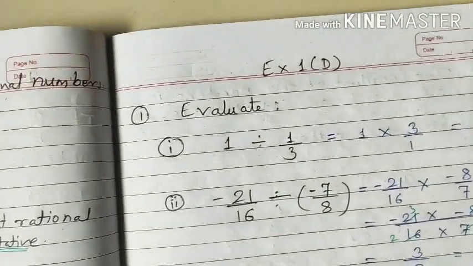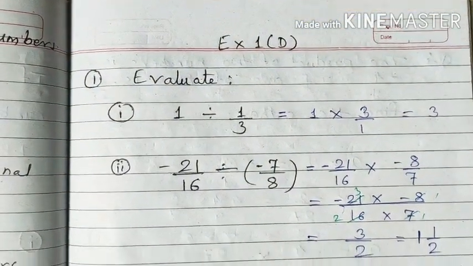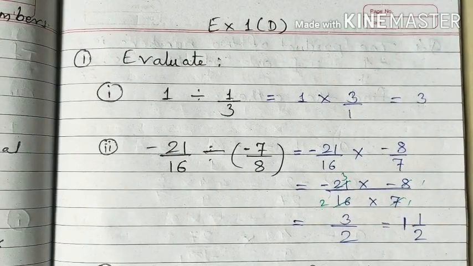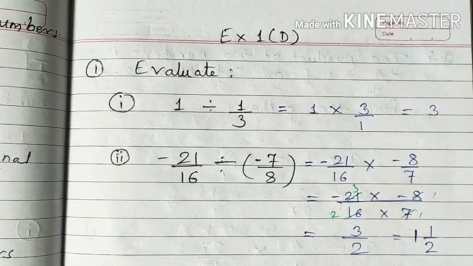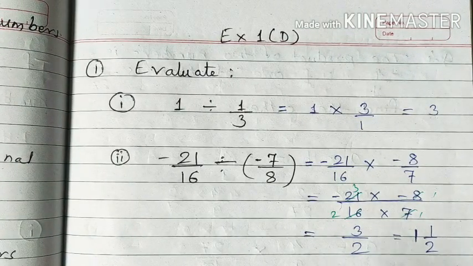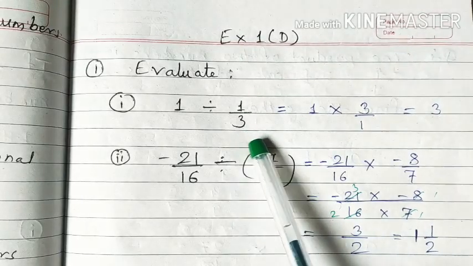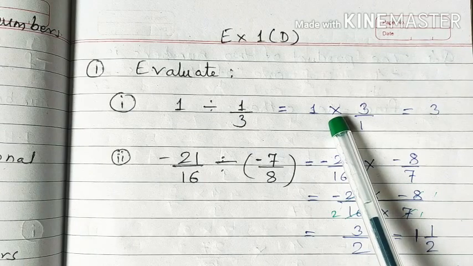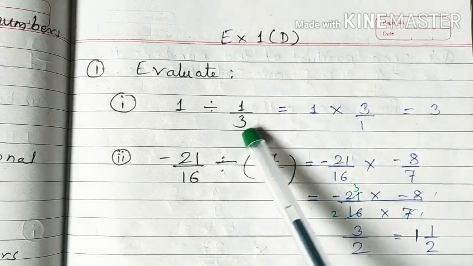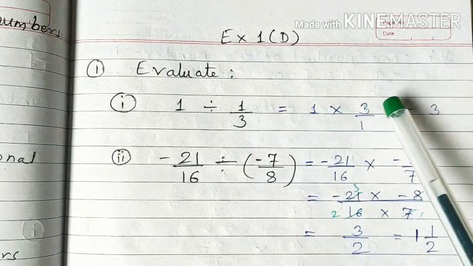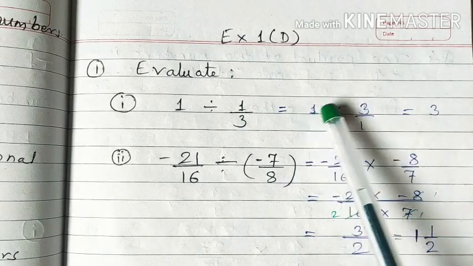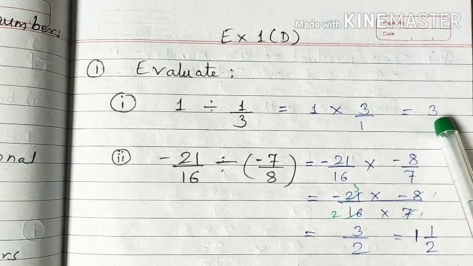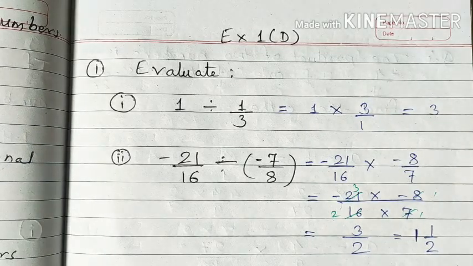Next, let us start with exercise 1D. In that there is question number 1, evaluate. We want to evaluate this: 1 divided by 1 by 3. As we have learned, convert the division into multiplication and take the reciprocal of 1 upon 3. What is the reciprocal of 1 upon 3? It is 3 upon 1. 1 multiplied by 3 is 3. In the denominator 1 is there. It is not necessary to write 1 as a denominator.